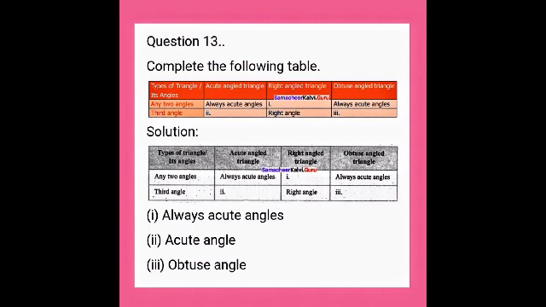Second is the right angle triangle. Any two angles are blank, but the third angle is a right angle. If one is 90 degrees, the other two must surely be acute angles, because with one 90 degree angle, the other two angles must be less than 90 degrees. The last one, the obtuse angle triangle. Any two angles are acute, and the third angle is obtuse. An obtuse angle triangle means there should be one obtuse angle. So we have two acute angles and one more angle that is obtuse.